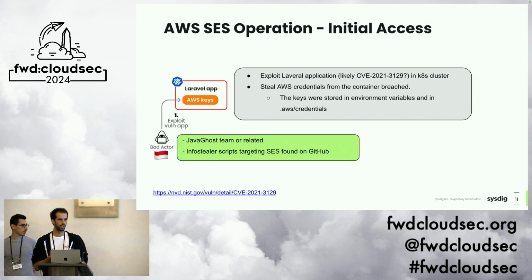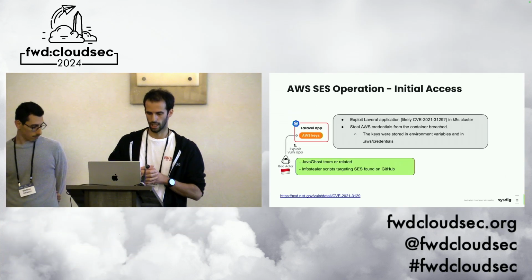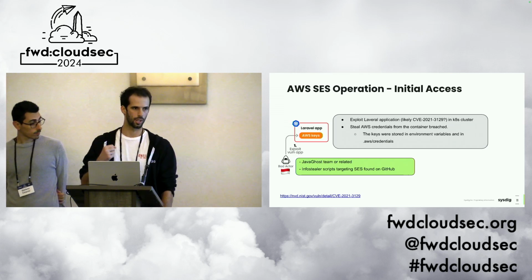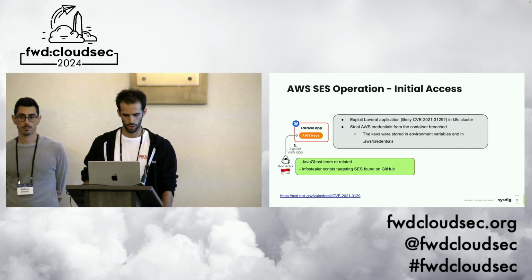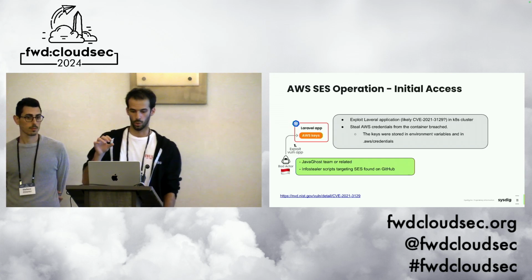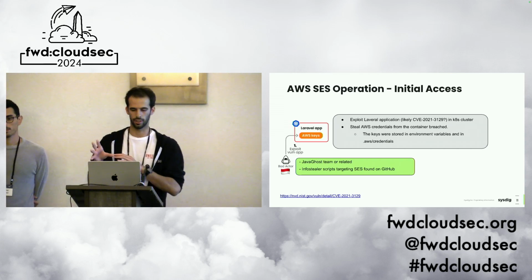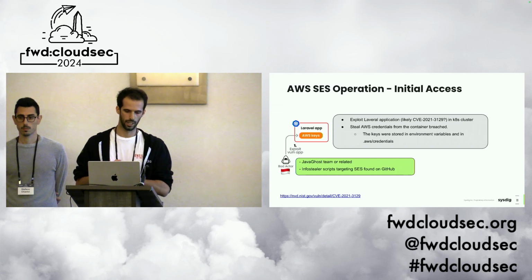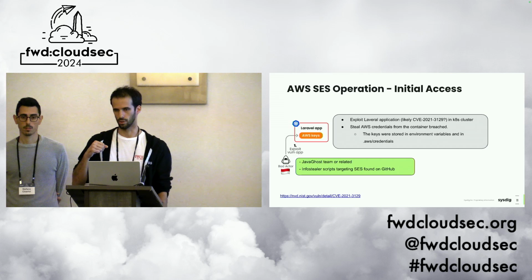Doing some further research, we found several scripts on GitHub belonging to some members of this JavaGhost team. They were basically info stealer scripts aimed to steal AWS credentials and then abuse the SES account of the victim. So now we have the first threat actor, which can be JavaGhost itself, or maybe some other Indonesian team using the tools of JavaGhost. I say Indonesian because in the recon phase that we see later, most of the IP addresses were Indonesian.